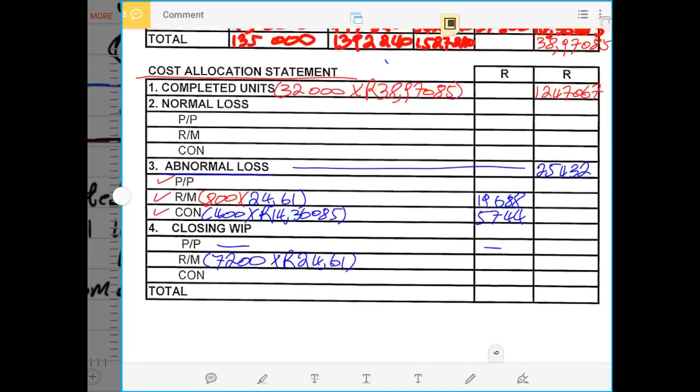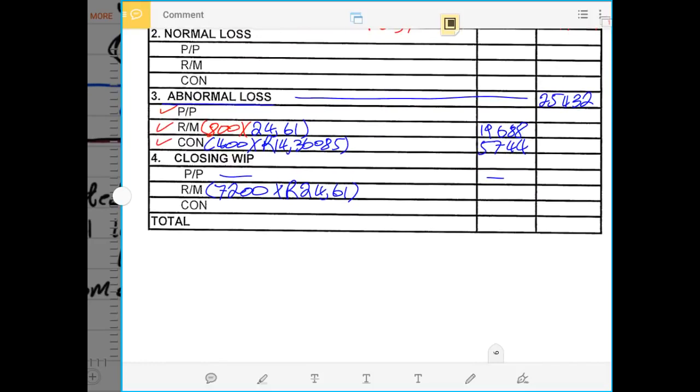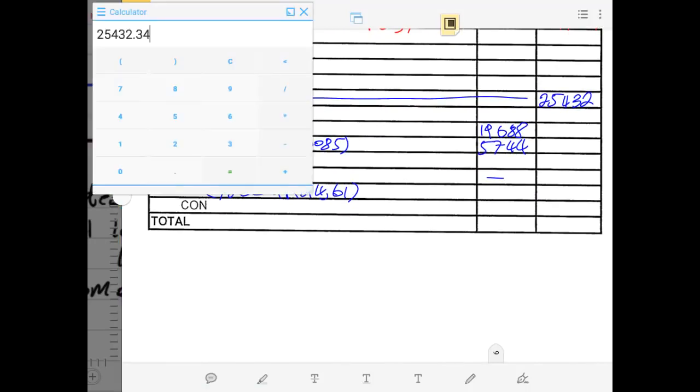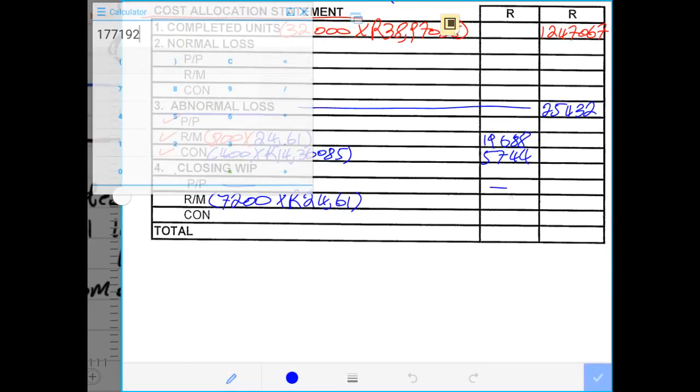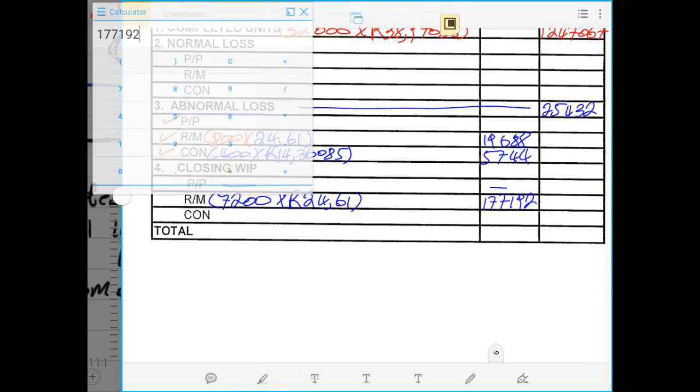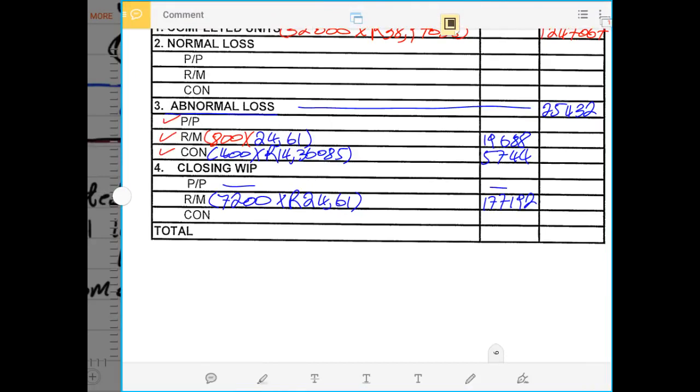We multiply the units with the cost to get to the total cost. So now doing the same thing, we say 24.61 cents multiplied by 7,200, and this will give us an amount of 177,192. So now we look for the closing inventory with regard to conversion cost.